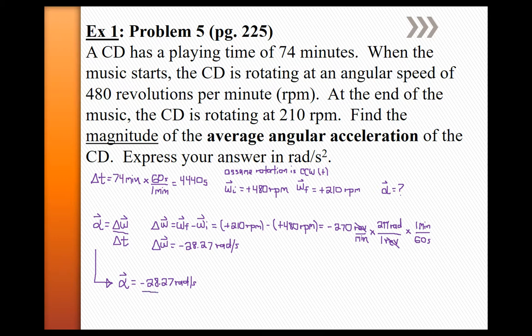So 28.27, then we divide by 4,440, and then we're going to get the angular acceleration. We're going to go to 2 significant digits because of that time. So we have negative 6.4 times 10 to the negative third radians per second squared. And what does the negative mean? The negative means our angular acceleration is in a direction that is clockwise.